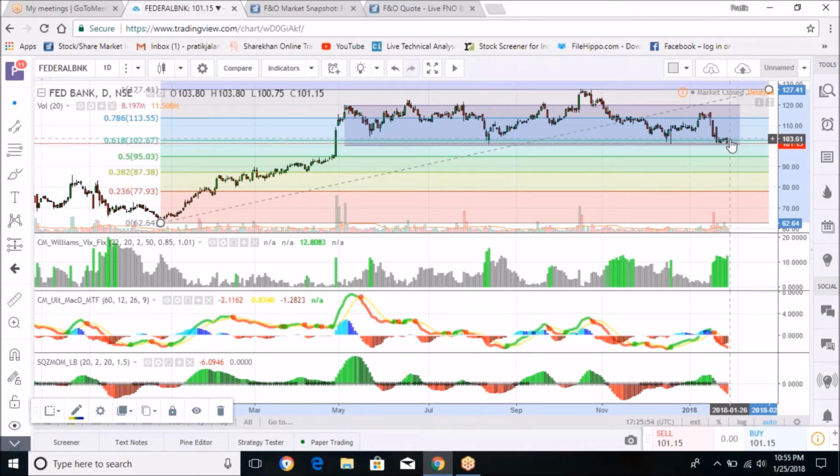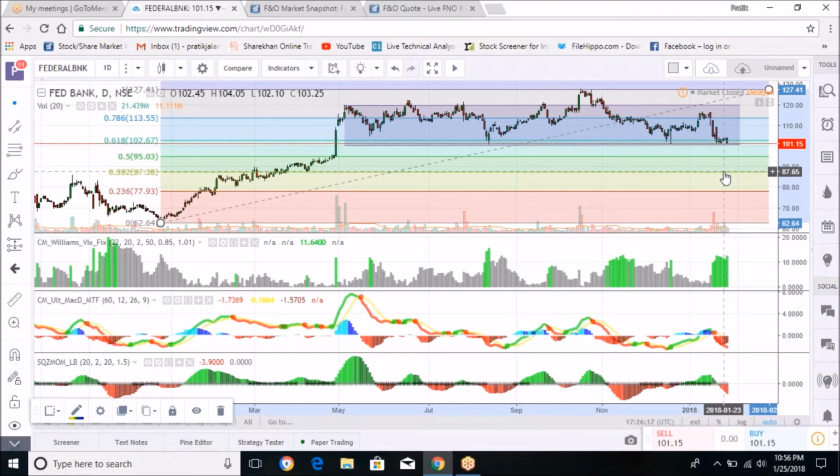If we are looking at some 1200 points correction, I don't think it will stop even at 95. Our target area is around 87. So that means if we short at 100 rupees, we are standing at exactly 13% return on the stock.